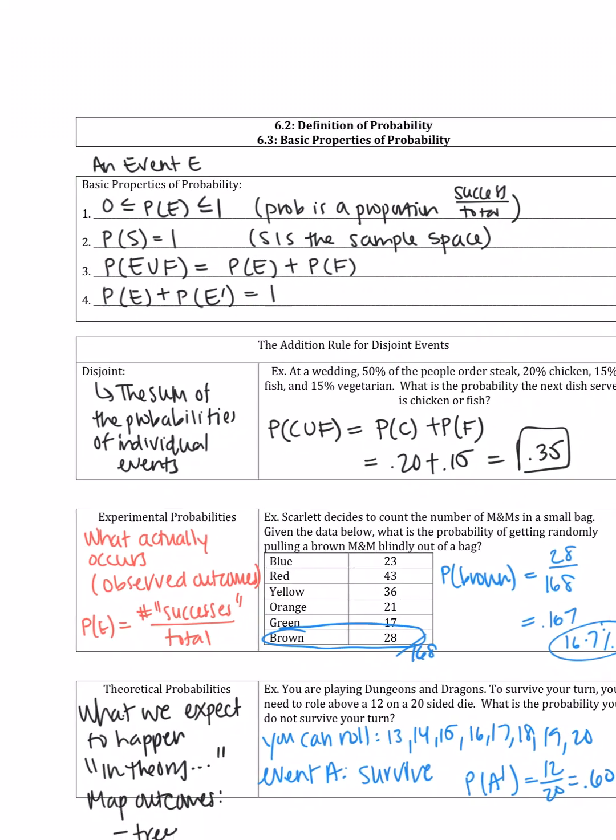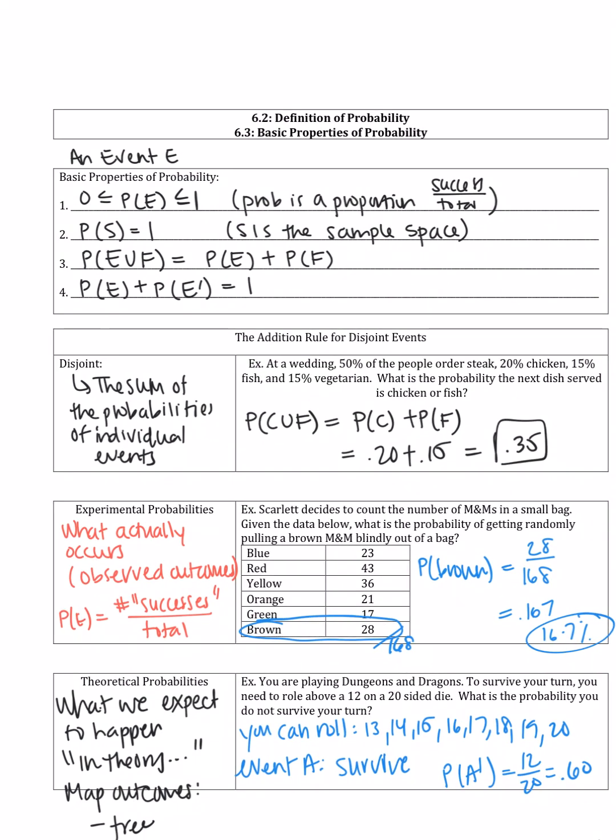And don't forget about our 4 little rules up here. For any event, the probability of that event occurring needs to be between 0 and 1. All outcomes add to 100%. If it's disjoint, we just add the probabilities of 2 events together. And the complement and the regular probability always add to 1.